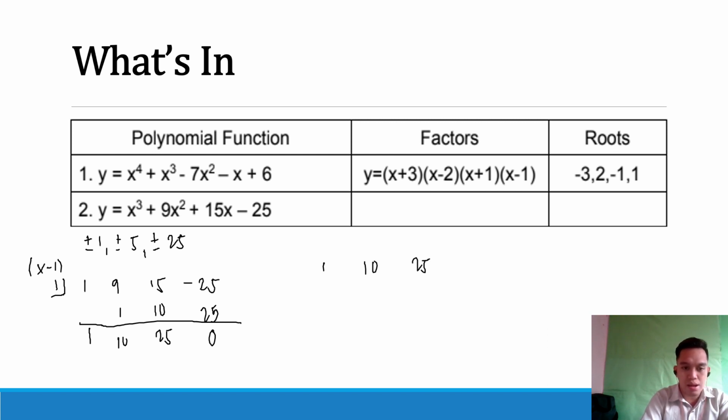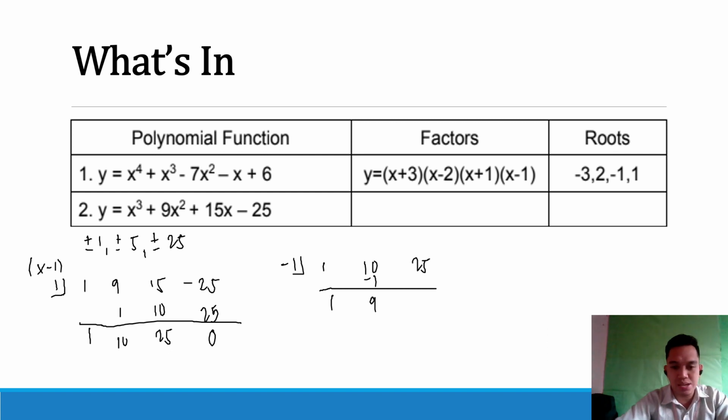Then let's use negative 1. Okay, bring down 1. 1 times negative 1 is negative 1. 10 plus negative 1 is positive 9. Okay, so here pa lang the remainder will not be 0. So let's try to use another one. Another possible root. So let's use a positive 5. Bring down 1. 1 times 5, 5. 10 plus 5 is 15. So here already, the remainder will not be 0.